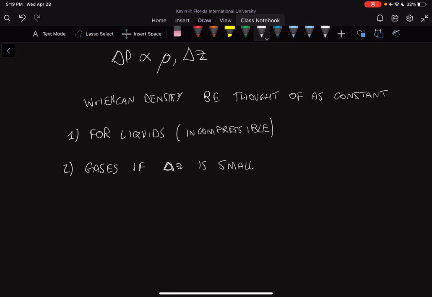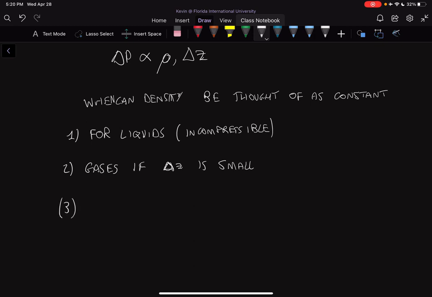Okay, as long as the temperature is the same, it won't make a big difference in density because there's not much difference in height. Now, if you look at the difference in density of air between the air on the surface of the Earth and then air 10,000 feet in the air, there's a big difference in density. Okay, the density goes a lot lower when you go up much higher. So it's only okay for gases if delta Z is small.